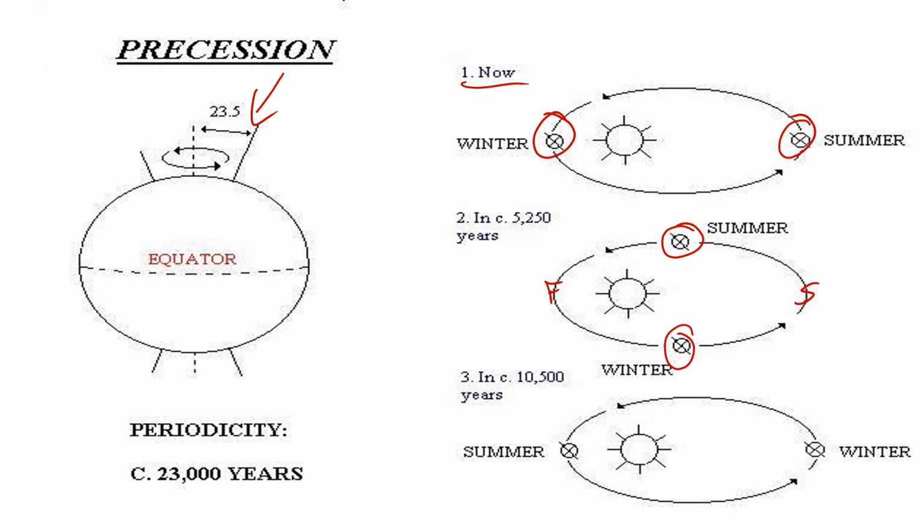In 10,500 years, we'll be completely flip-flopped. Summer will be over here at our closest, and winter will be over there. And so over the course of a little over 23,000 years, we'll make a full 360 degrees and be back where we started.